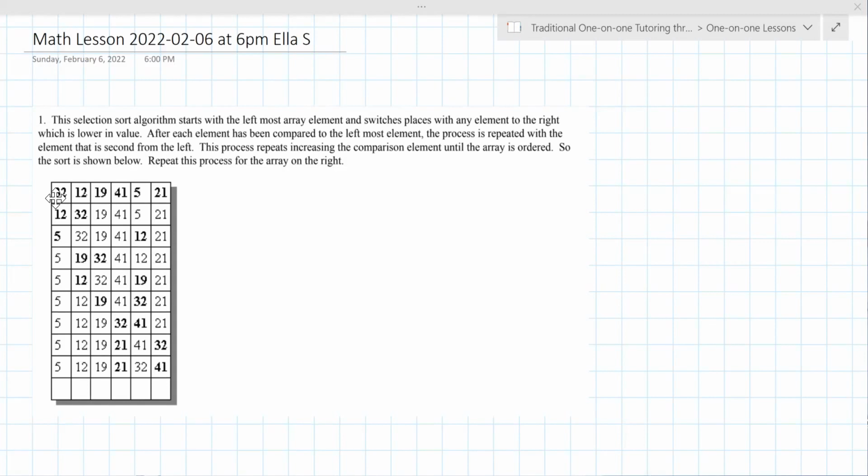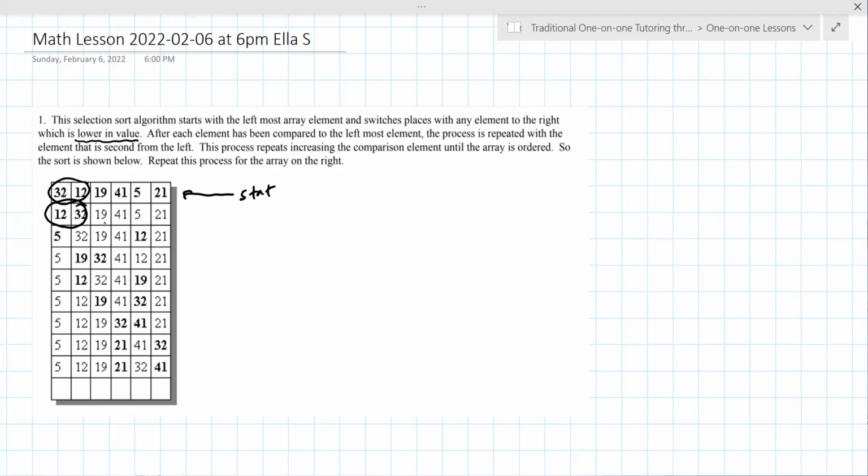Okay, so I guess what it's saying is they're trying to show you this is what you started with, and it switches places to the right when it's lower in value. So do you see how from here to here that these switch places? Yeah. Because 12 is lower than 32. Okay, so then what happens?